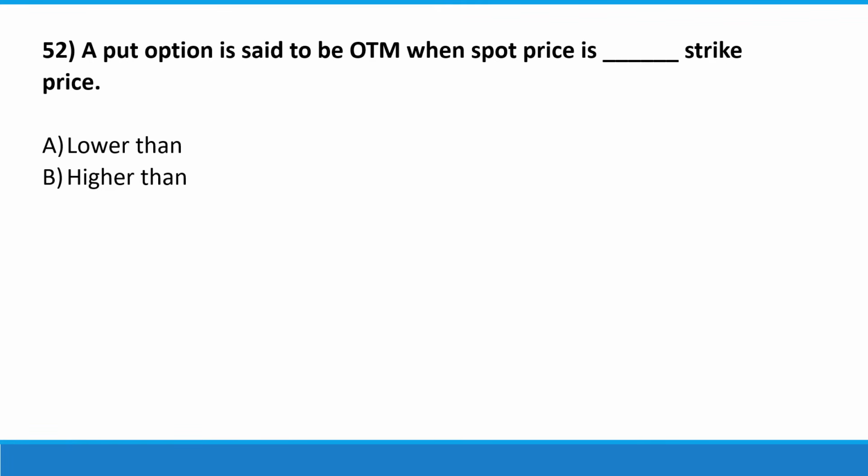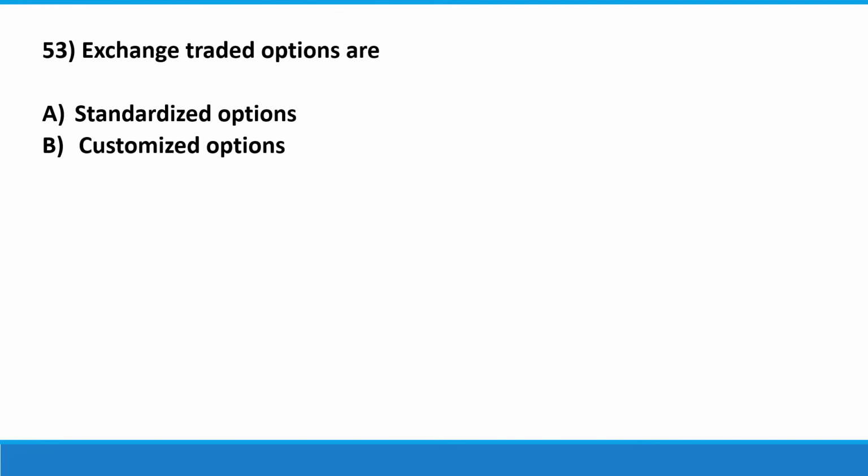A put option is said to be OTM when spot price is lower than or higher than strike price. The correct answer is option B, higher than. Exchange traded options are option A, standardized options or customized options. The correct answer is option A, standardized options.